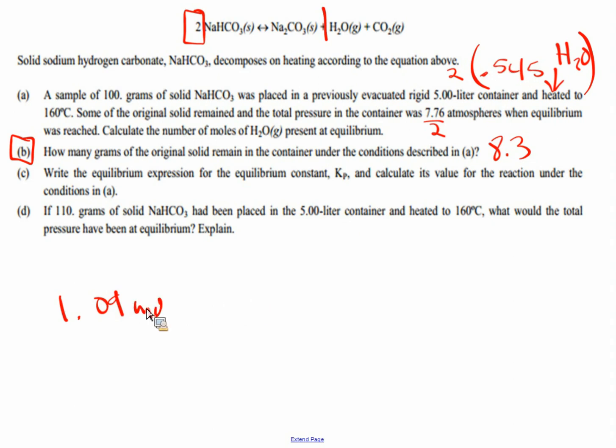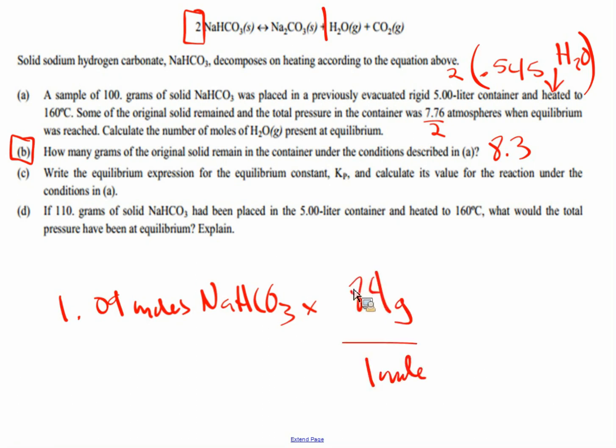All right, now that is the moles of NaHCO3. But I need to know its grams, so I multiply for every 84 grams, I have 1 mole. So that's why I told you that number to start with. And you end up with 91-ish. And that's the amount used up.